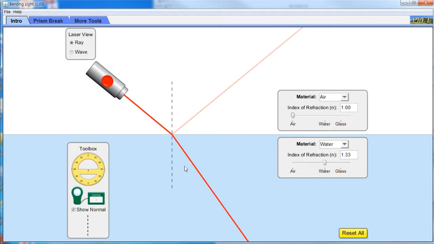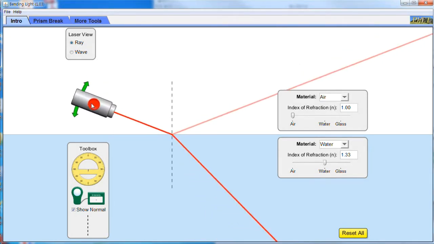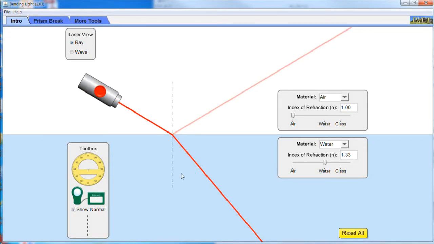And then how about the angle of refraction? As you can see, the laser beam is not straight here, it's bent, which means that the angle of refraction is different from the angle of incidence. In this particular case, it is actually smaller, right? And when you change the angle of incidence, the angle of refraction always remains smaller compared to the angle of incidence.